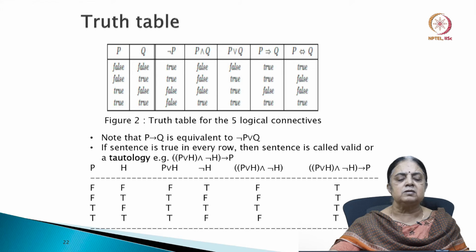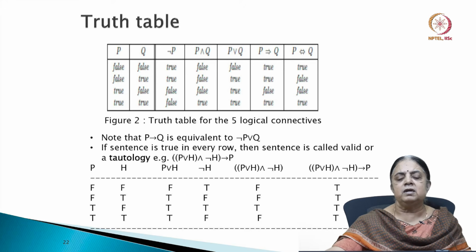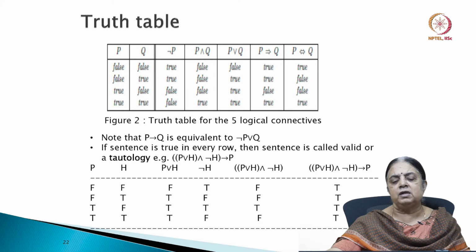If P is true, then not P is false. And if we take P and Q, we said that both P and Q should be true, only then P and Q will be true. So it's true only when both are true. And for P or Q, one of them has to be true.